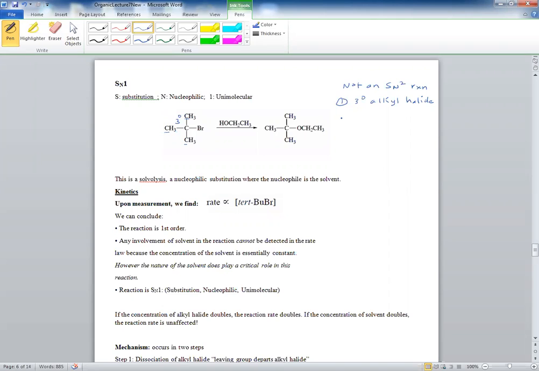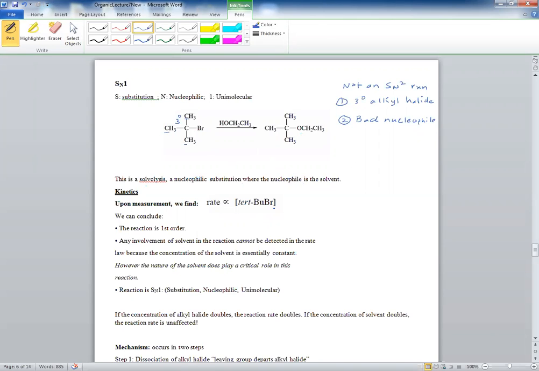Number two is that your nucleophile is a bad nucleophile. It's uncharged. It's an alcohol, similar to water. So it's a bad nucleophile. This reaction, as what we call SN1, is generally referred to as solvolysis, meaning the solvent is used to make a new compound. The solvent in this case is your nucleophile.